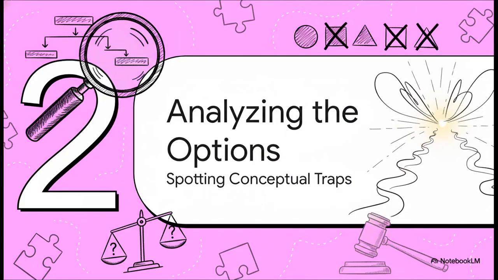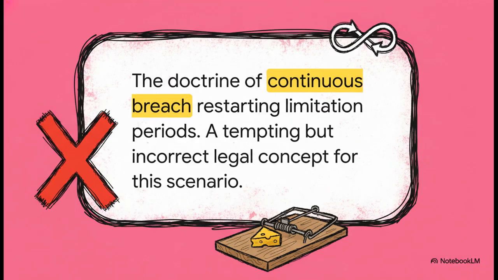All right, now for the really fun part. Let's dig into the answer choices, because on the NPPE, it's not enough to just spot the right answer. You've got to know with confidence exactly why the other ones are wrong. So let's go through and expose the traps one by one. First up is option A, the doctrine of continuous breach. Ooh, that sounds pretty fancy and legal, right? And it is a real legal concept, which makes it a perfect trap for someone who's not quite sure.